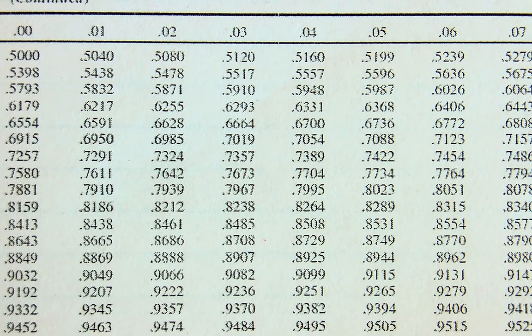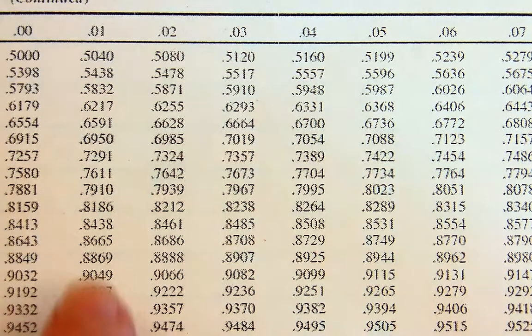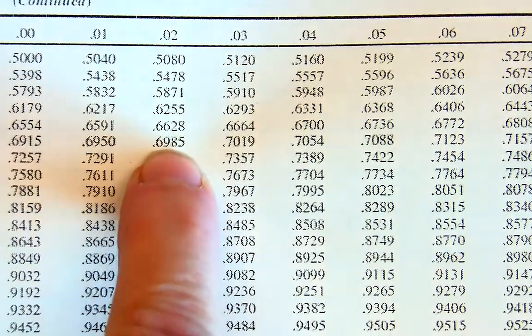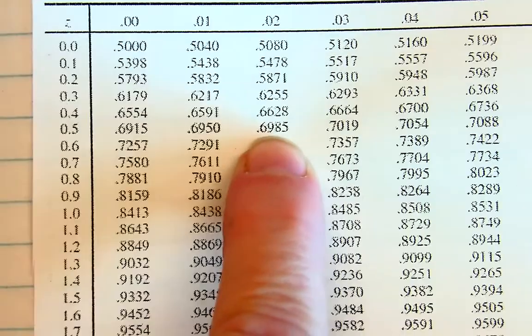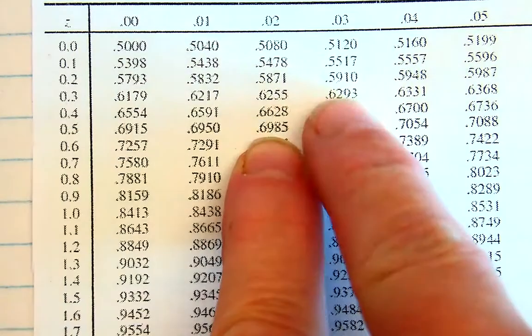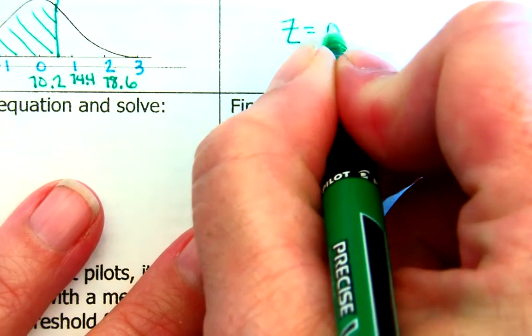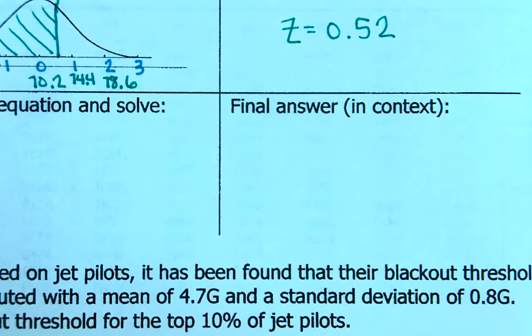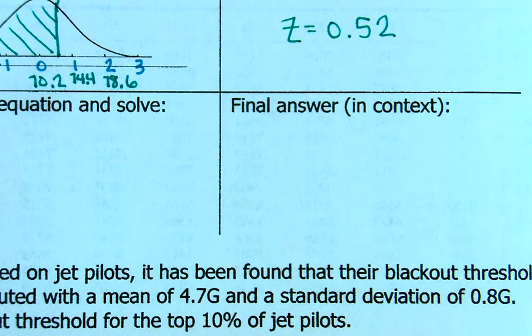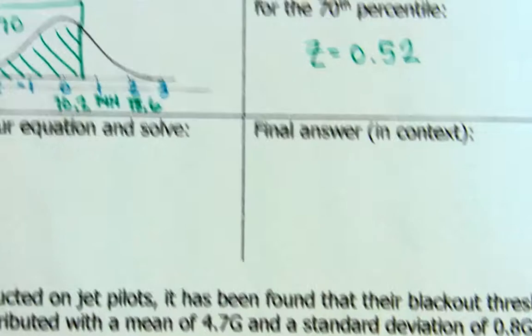Oh, okay. All right. So this is as close as we can get. So the number is 0.52. That's our z-score that we're looking at. Okay, are we good up to here?